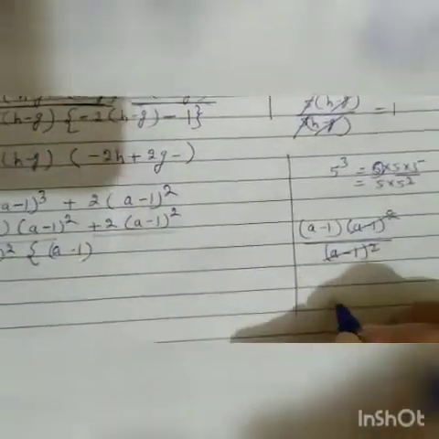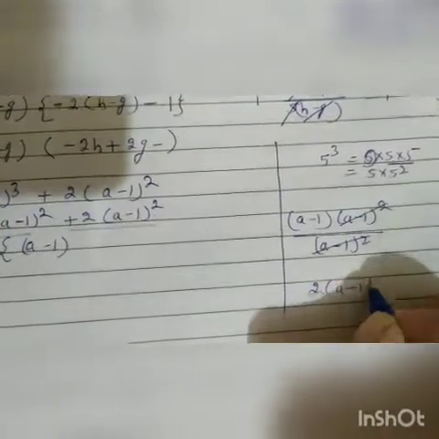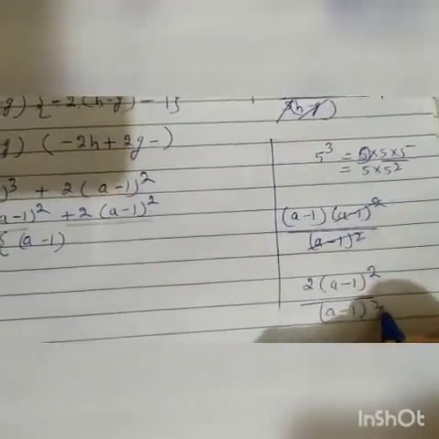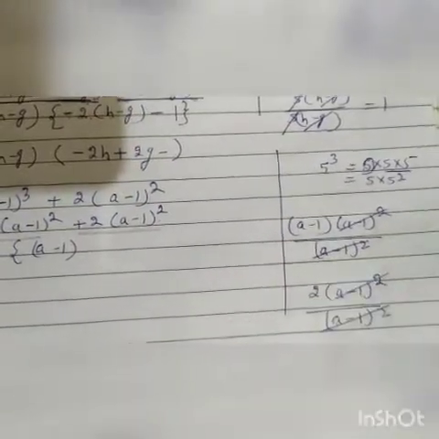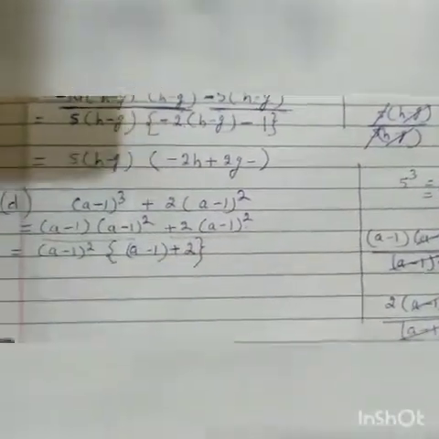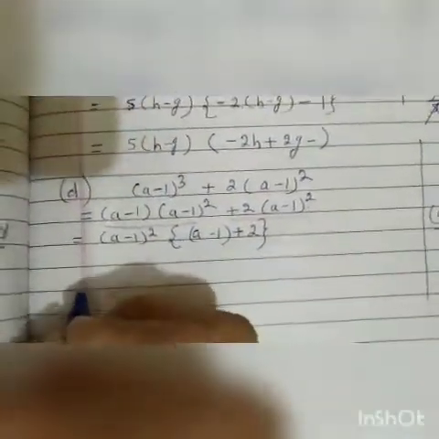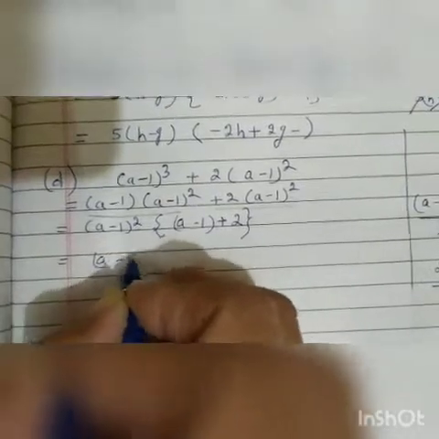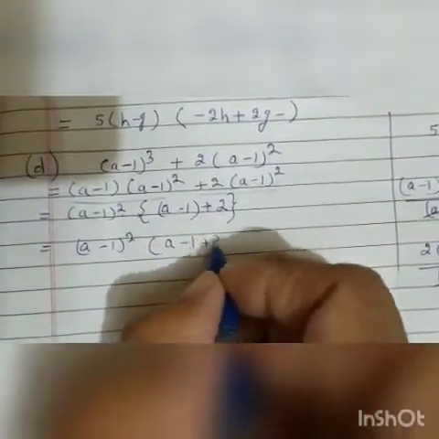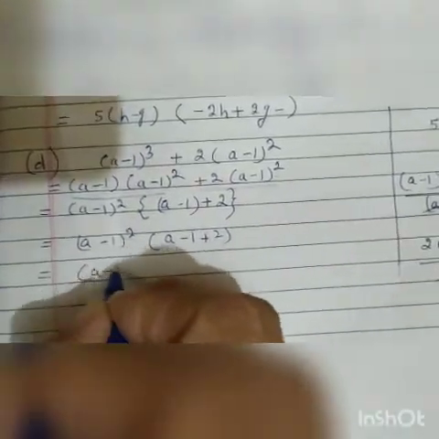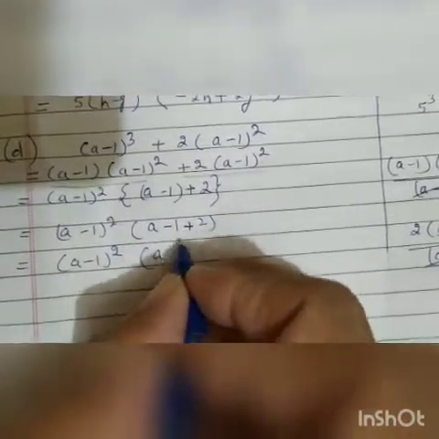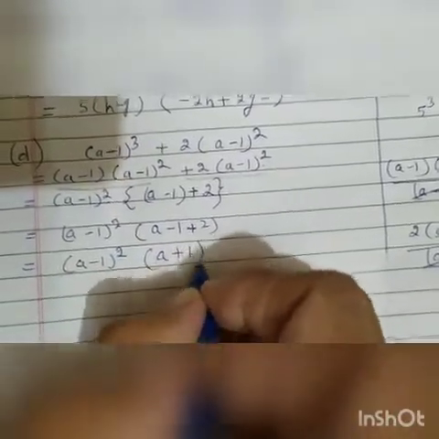Now the second term is 2 into (a minus 1) whole square upon (a minus 1) whole square. (A minus 1) whole square, (a minus 1) whole square cancel. What is left? Plus 2. Now solve it. It will become (a minus 1) whole square, (a minus 1 plus 2). When we solve these two, it will be plus 1.